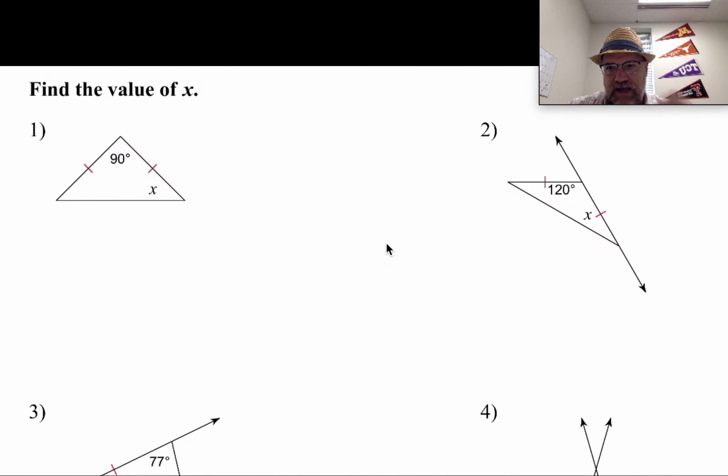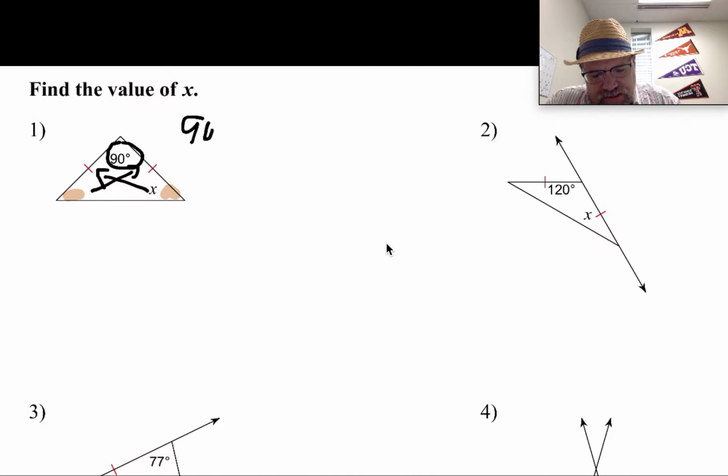Looking at this example, I know that my base angles are this angle here and this angle here because they're straight across from the congruent sides. If I know those two angles are equal, and I know that the third angle is a right angle, so really is 90 degrees, then I know that 90 degrees plus two angles that are the same that I don't know, so 2 times them, will equal 180.